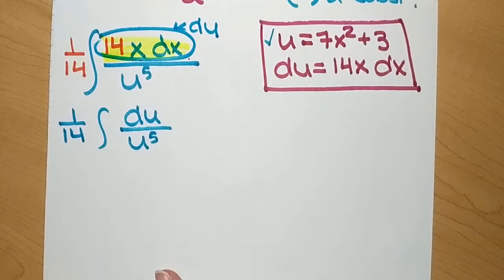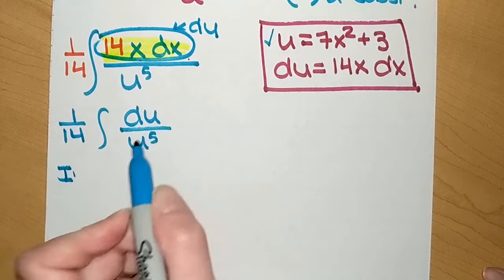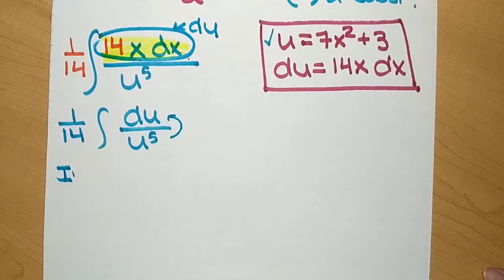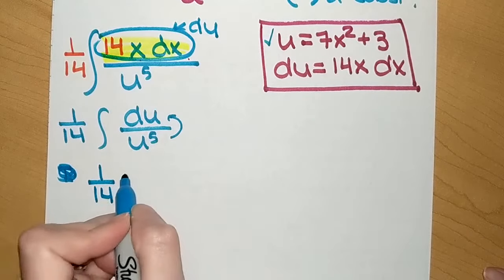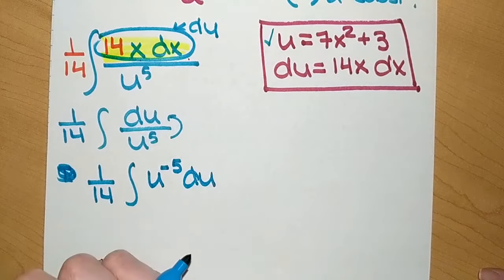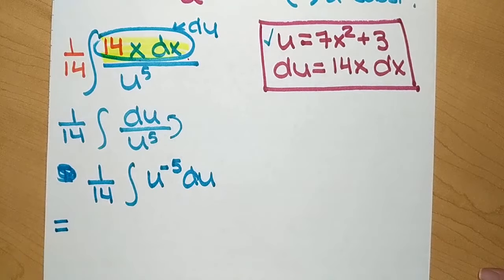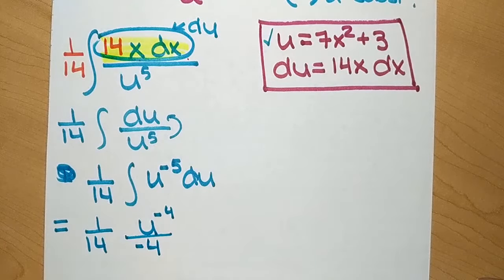Okay, so now we have to somehow figure out a way to integrate this. Now, if we were taking the derivative, what we would do is first move this u to the 5th up. So that's what I'm going to do here in terms of prepping it for the integration step. So this will be 1 over 14, and then the integral sign is still there, u to the negative 5 du. Okay, and so now I'm going to integrate by adding 1 to the exponent, u to the negative 4, and then divide by the new exponent. And then we have our plus c.